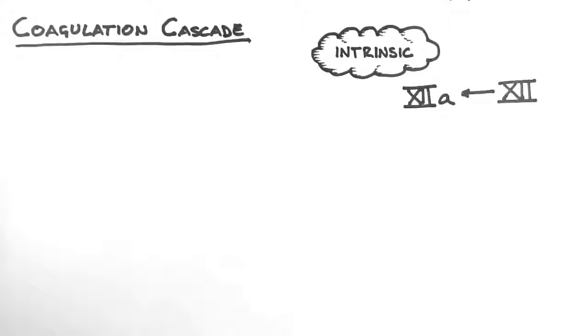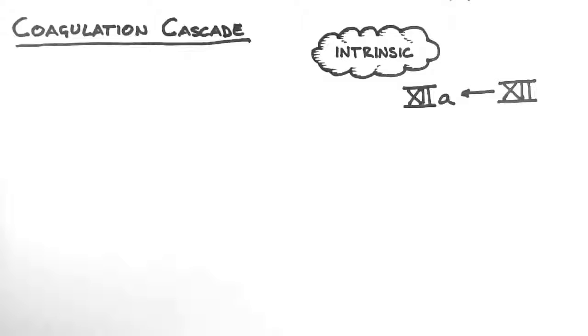And the first factor of the intrinsic pathway is factor 12. The intrinsic pathway is also known as the contact pathway. This is because factor 12 can be converted to its active form, factor 12A, when it comes in contact with negatively charged surfaces. Most commonly, this surface is glass within a pathology lab.